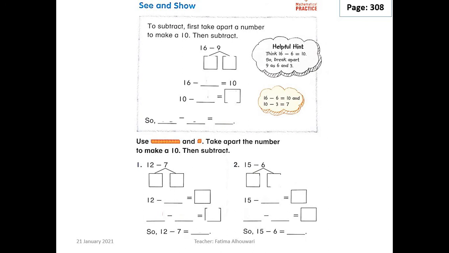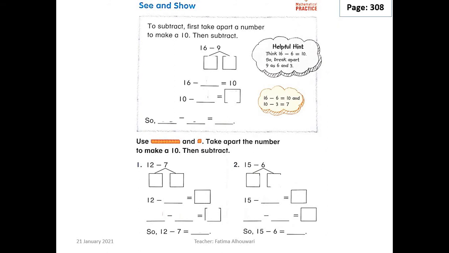Now let's solve another example, grade 1, page number 308. To subtract, first take apart a number to make it 10. Then subtract. Let's apply the strategy again in this problem. Let's see, we have 16 minus 9. So what do you think, grade 1? Which number will we take apart, 16 or 9? Always we will take apart the smallest number.